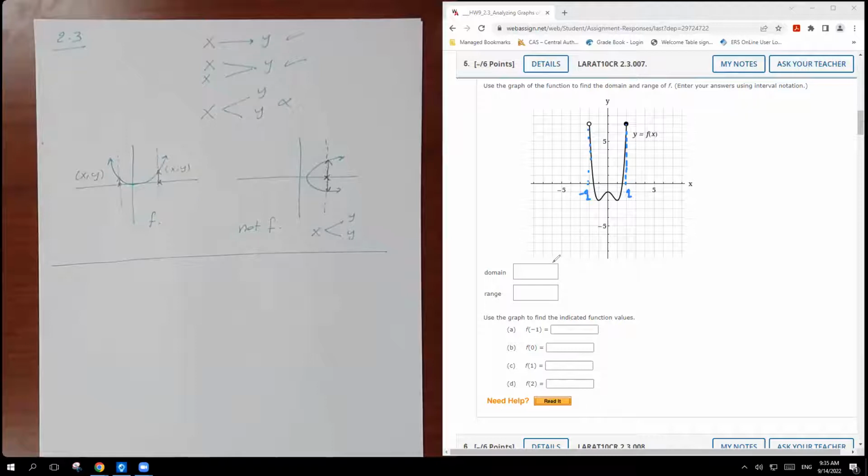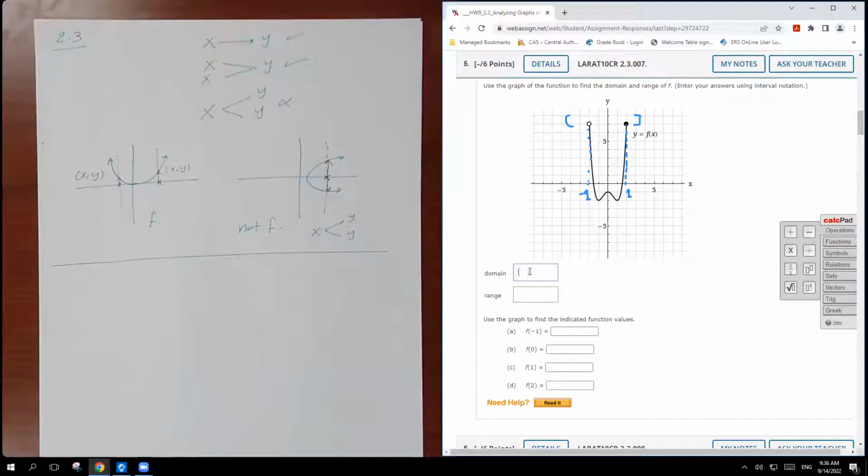So here is the thing, how I'm going to plug in this one. This is an open circle. That means you're going to put parentheses. This is a closed circle. You're going to put a bracket. This is really important: parentheses, bracket. So now let's plug in the domain with the x coordinate. That means start with a parenthesis from negative 2 and end at 2, but I'm going to put a bracket here. So this is the domain.